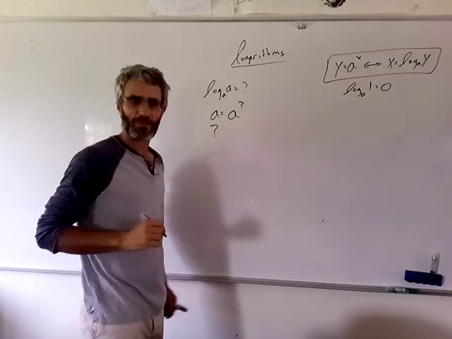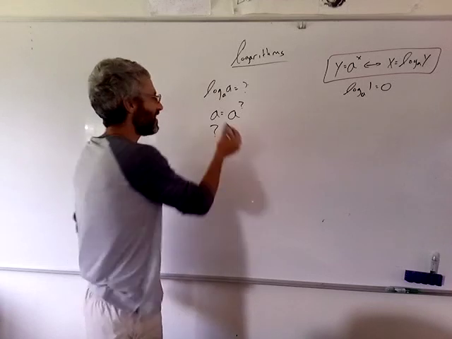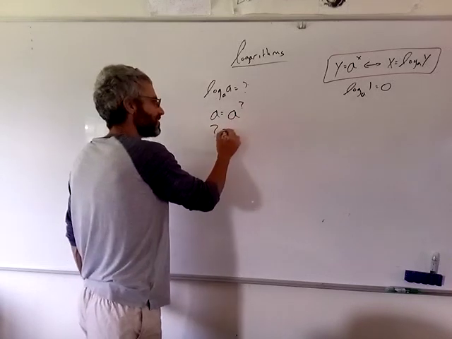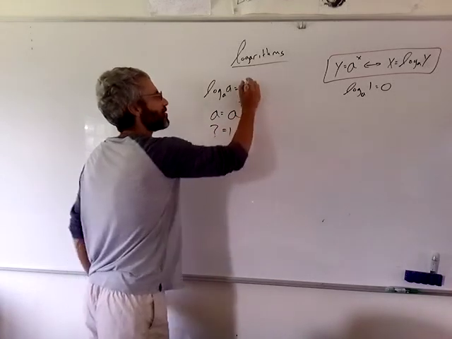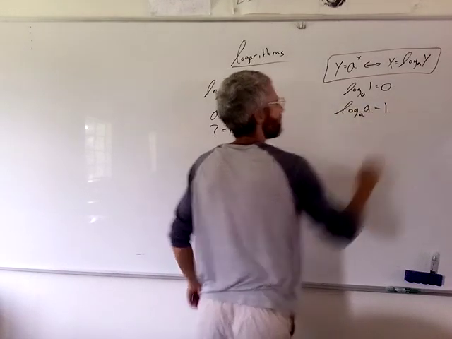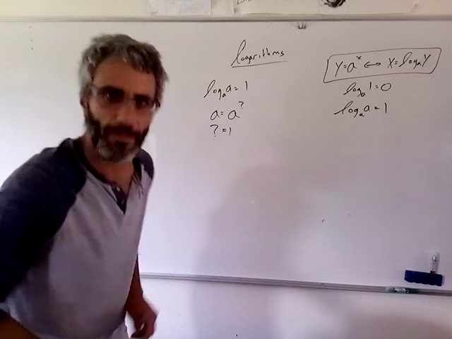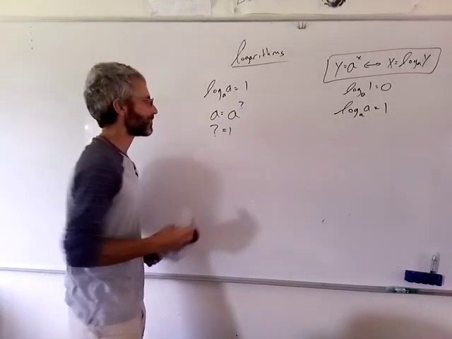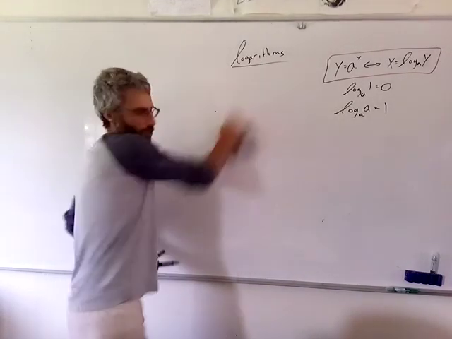Okay? Now, what is that question mark? I'm going back to prep. Okay? No x's, no y. A equals a to the power what? Obviously 1. So the answer is 1. Log a base a equals 1. If I have the same number and its base, it will be 1. Okay? Now, let's move on to another one.